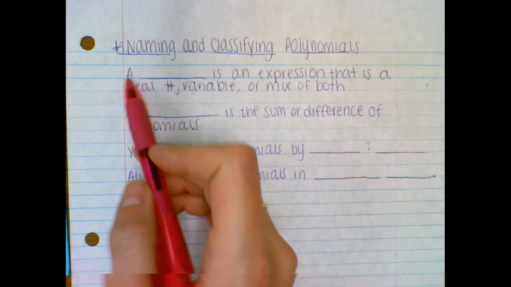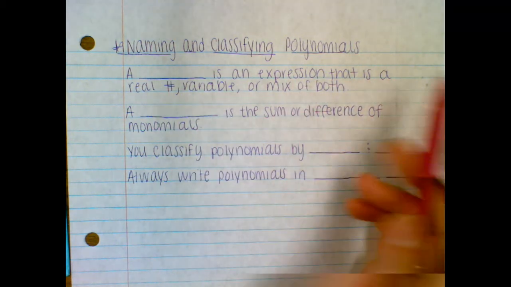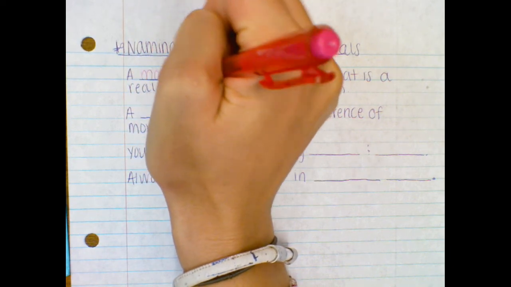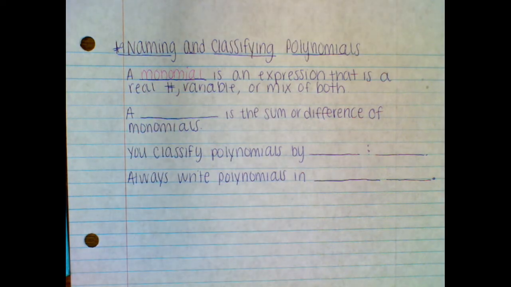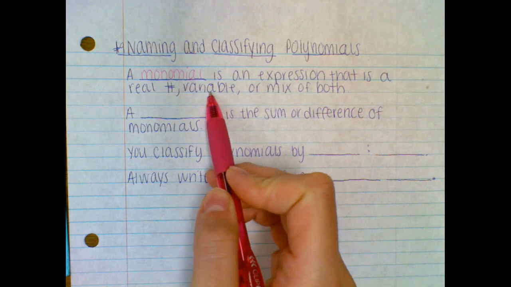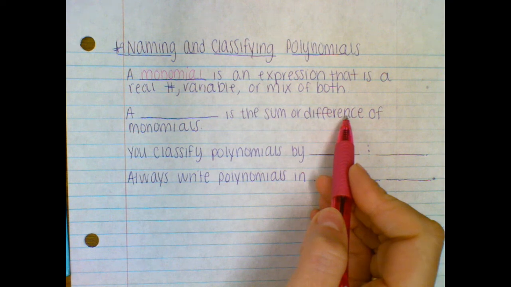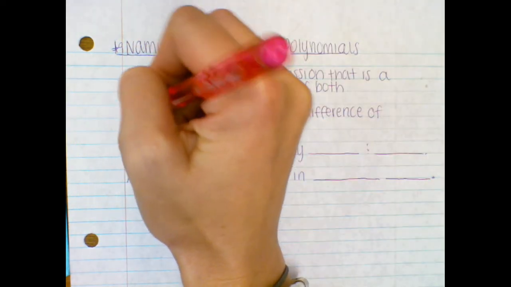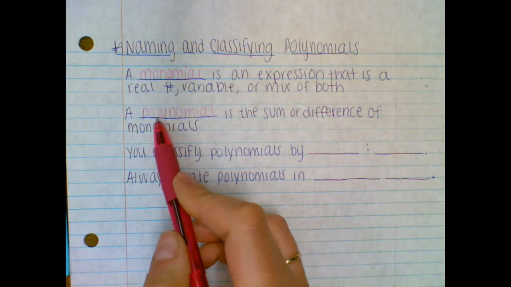So we have a blank is an expression that is a real number, variable, or a mix of both. This is called a monomial. The prefix mono means one. So it's either a real number, one of them, one thing of the variable, or a mix of both. A blank is the sum or difference of multiple monomials, and that is a polynomial. And poly means many.